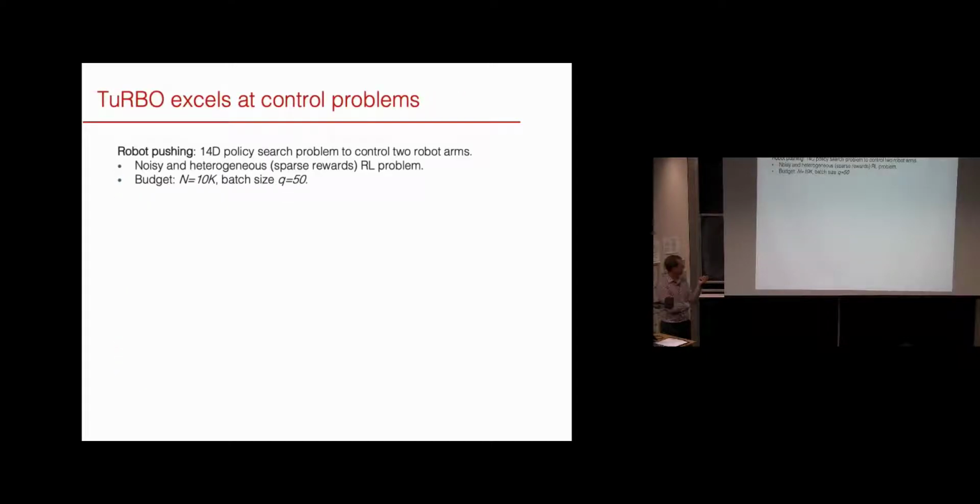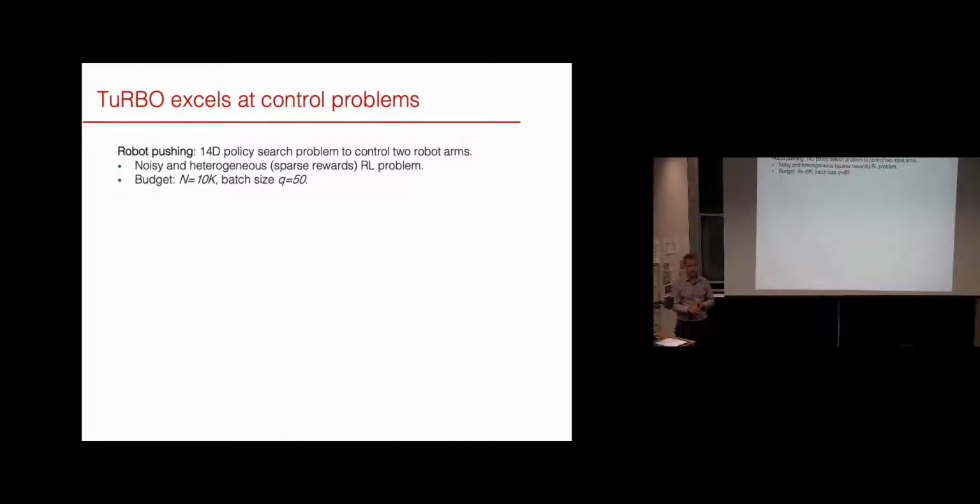Okay, let me show you some experimental results. The first is a 40-dimensional robot control problem. Turns out it has sparse rewards. So the search space looks flat in many areas. There are only certain areas where actually something is happening.